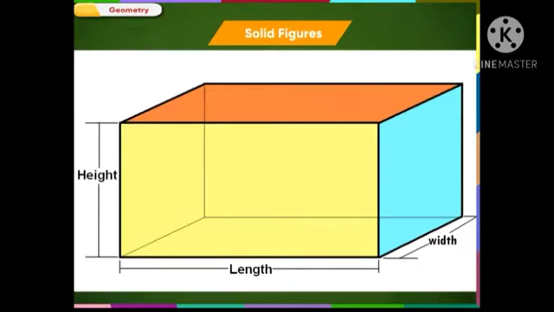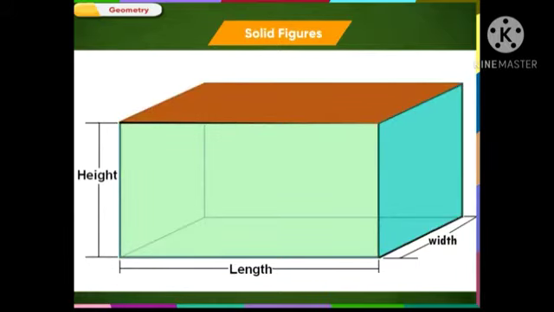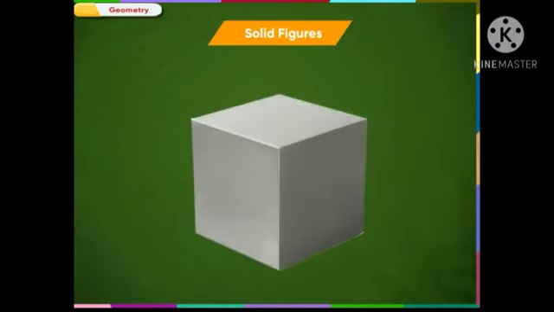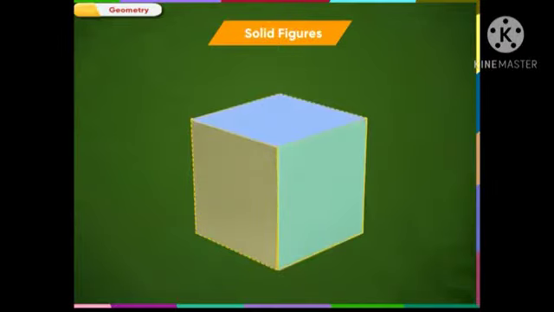Solid figures. This is a cuboid. A cuboid has 6 flat surfaces, 8 corners and 12 edges. You can observe all its edges are straight lines. This is a cube. A cube also has 6 flat surfaces, 8 corners and 12 edges. You can observe all its edges are straight lines of equal length.